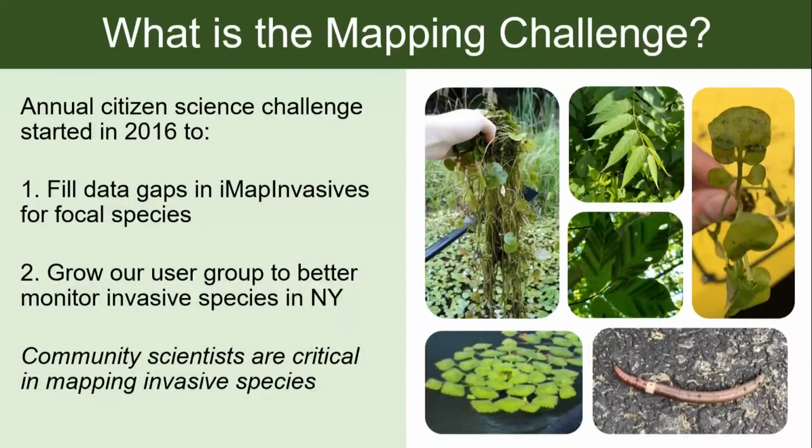So what is the mapping challenge? This started back in 2016, and it really had two main goals. One was to fill data gaps in iMapInvasives for certain species. In the beginning, it was water chestnut and tree of heaven, and then we eventually added jumping worm, and added more species from there. And then the other goal was to just grow our user group so that we have a bigger base of people monitoring invasive species in New York.